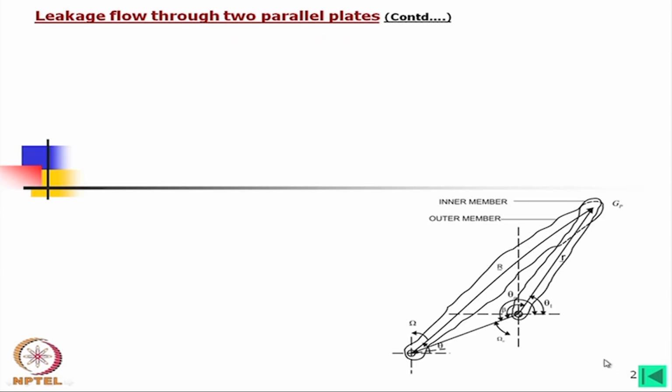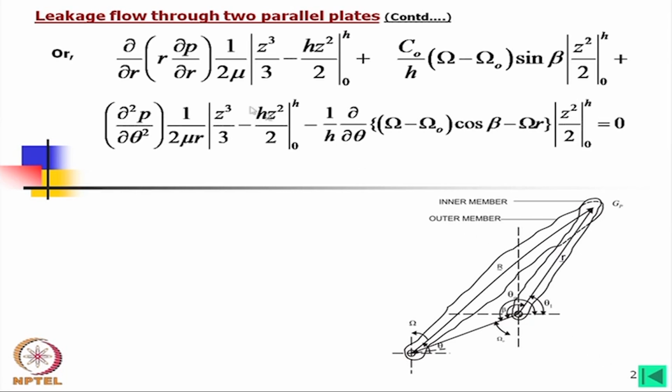Okay. Then if we put our limits, we integrate and then put our limits, we get this equation: del by del r of r del p by del r 1 by 2 mu into z cube by 3 minus h z square by 2 from 0 to h, plus c 0 h omega 0 sin beta z square by 2 from 0 to h, del square p by del theta square 1 by 2 mu r z cube by 3 minus h z square by 2 from 0 to h, then 1 by h del by del theta whole into omega minus omega 0 cos beta minus omega r z square by 2 from 0 to h.